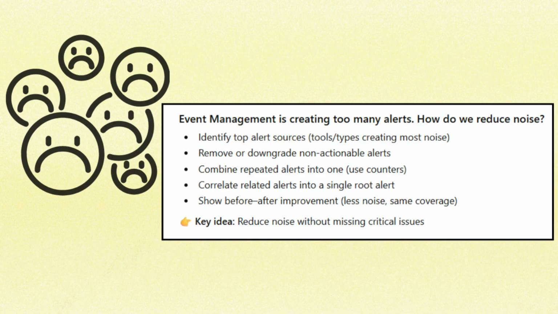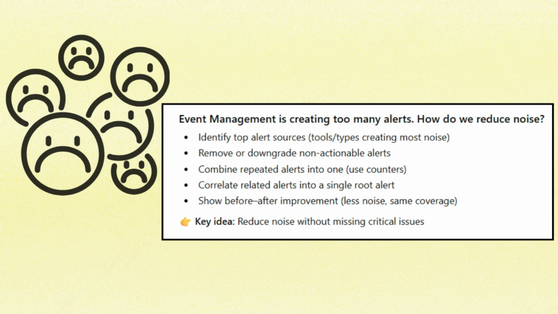Now, the next question is, event management is creating too many alerts. How do we reduce the noise there? It is correct that when alert volume becomes too high, people stop trusting it. So we have to address this systematically. First of all, we need to analyze the alert sources to understand which tools and alert types create the most noise. Secondly, we remove or downgrade the alerts that no one ever acted on. Basically, if an alert never triggers any action, it should not be a critical one.